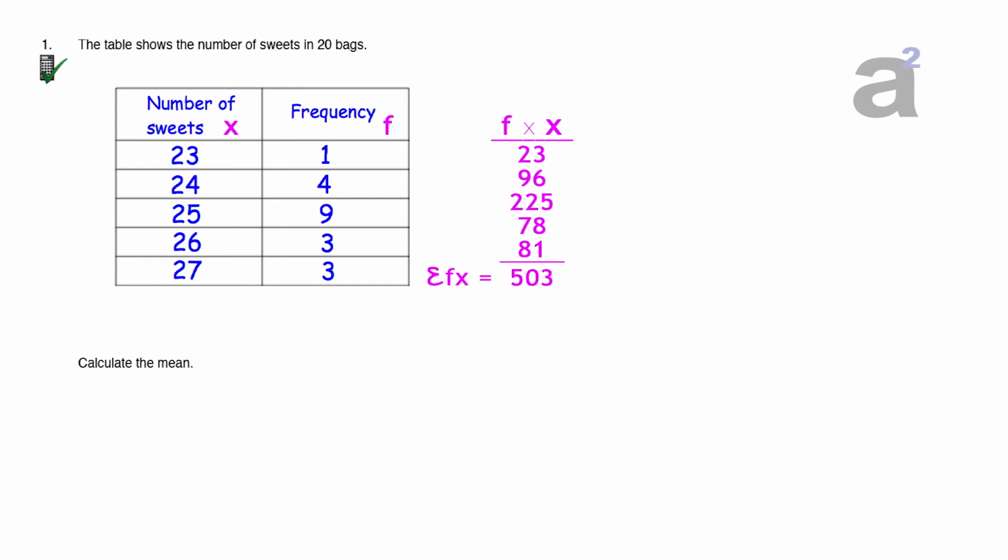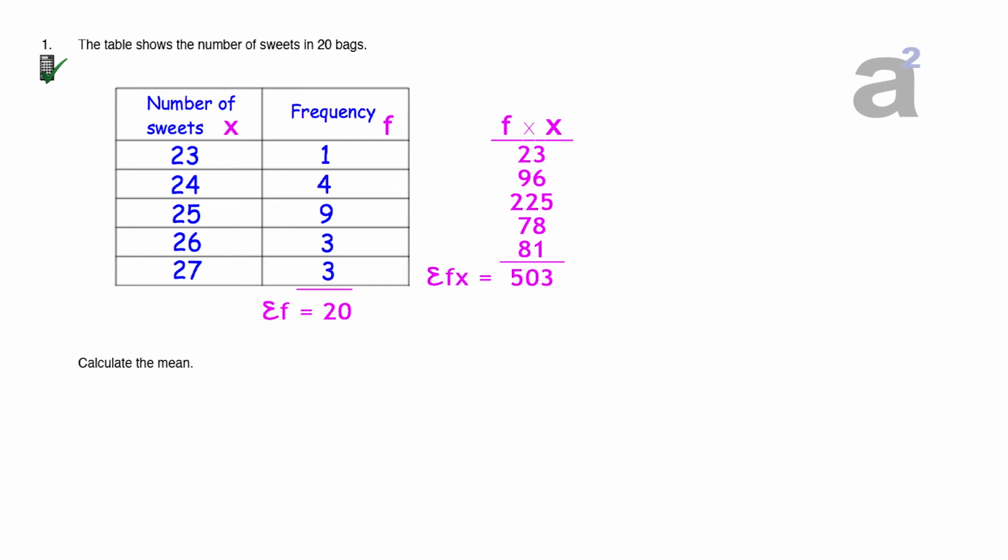So 503. And how many bags are there? There is one bag with 23. There are 4 bags with 24. That means 1 plus 4 plus 9 plus 3 plus 3. That is the sum of f. That's the number of bags, which is 20, which is already given in the question.